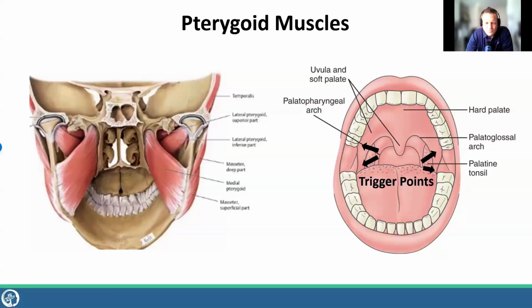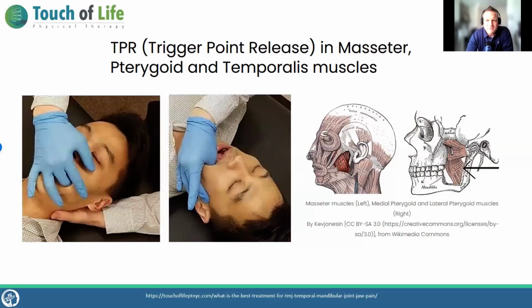How in the world would you access them? Because you cannot access those trigger points from your cheek or your jawbone. So guess what? You guessed it, baby. You got to put some gloves on and reach inside the mouth and apply trigger point to those muscles.